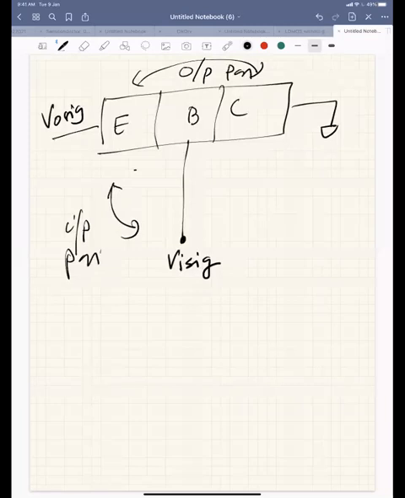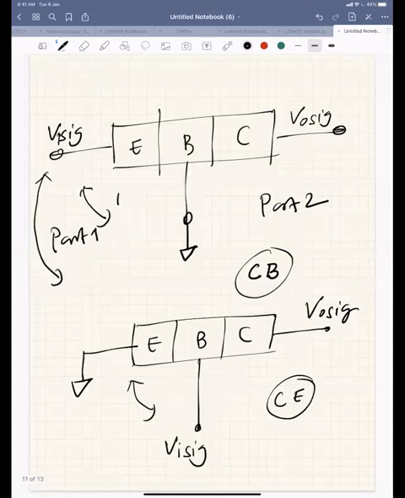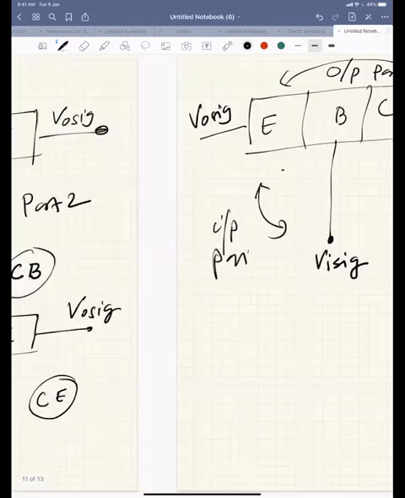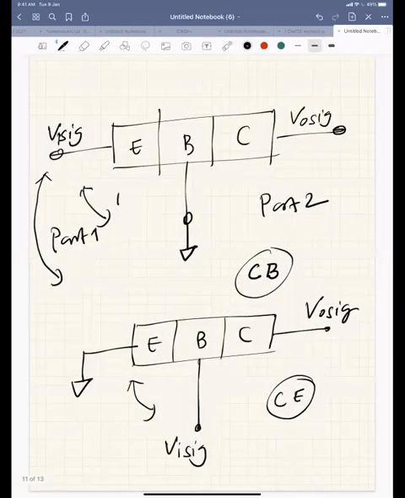If you look at the 3 configurations, your input signal is always given to emitter or base, right? You never give your input signal to collector. Your input signal is either given to emitter or base in all those configurations. In the common base case you are giving your input signal to emitter, in the common emitter case you are giving your input signal to base, and in common collector you are giving your input signal to base. But the output signal you always take between collector and emitter.